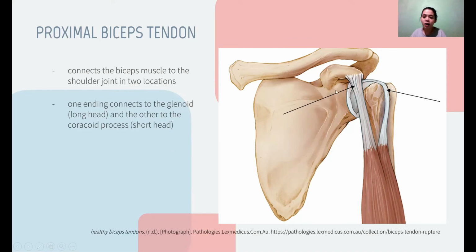For the shoulder girdle, the proximal biceps tendon connects to two points. First is the coracoid process, the one on the left part, the one with the protruding bone over here. The other tendon connects to the humerus head, over here, the glenoid cavity. Those are the two locations where the tendons connect.